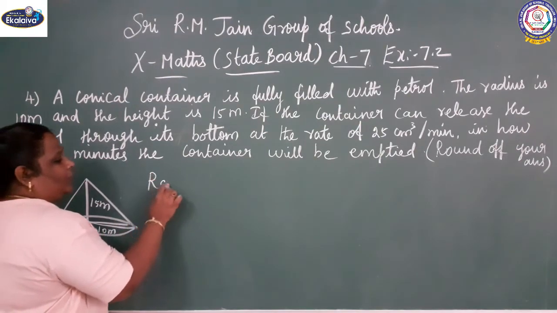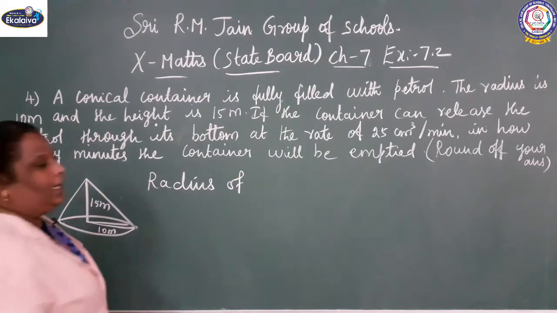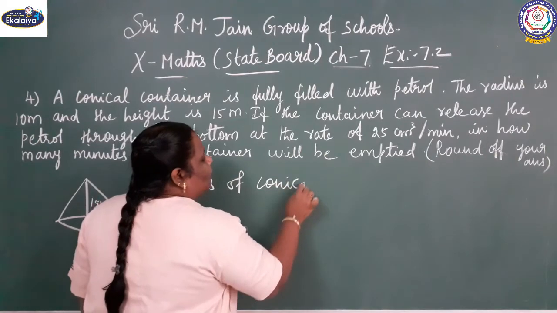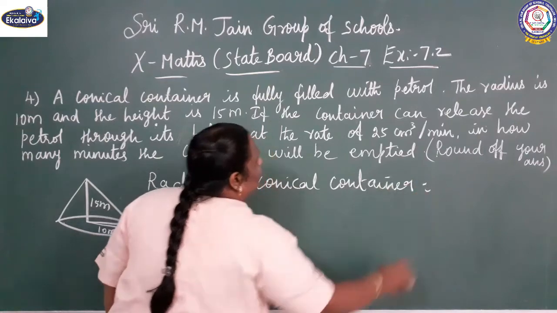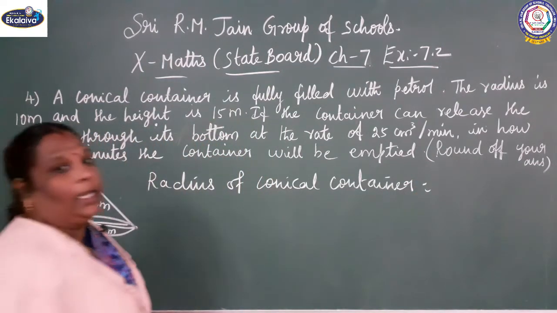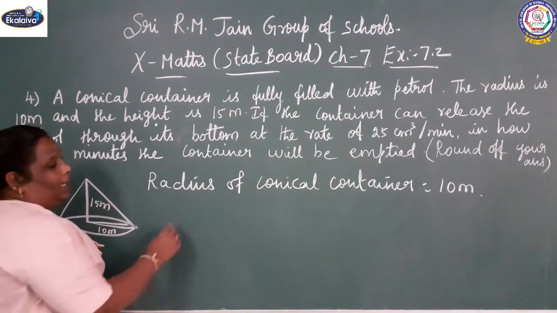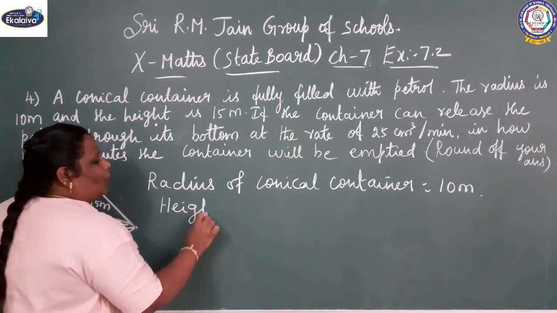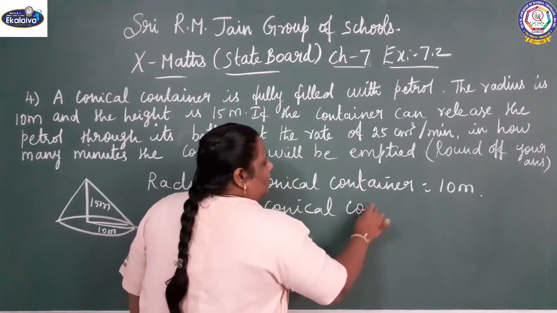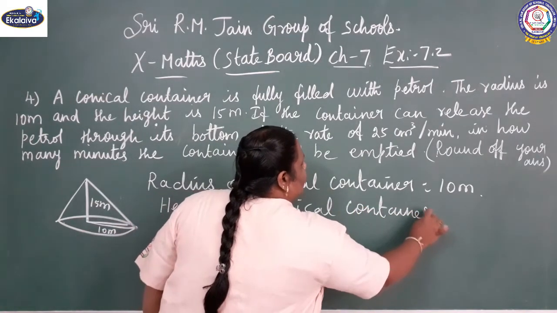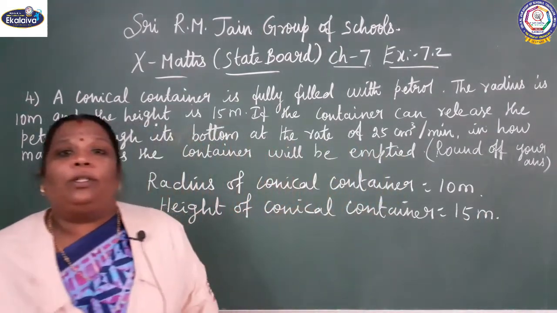So radius of conical container equal to 10 meter. Height of conical container equal to 15 meter. Now you should find out the volume of the cone.